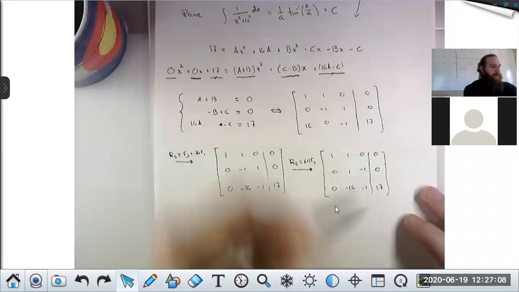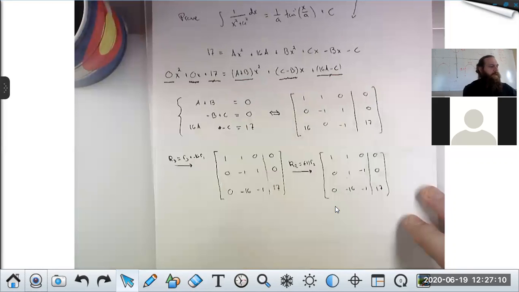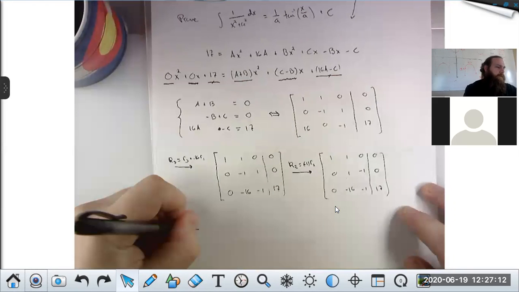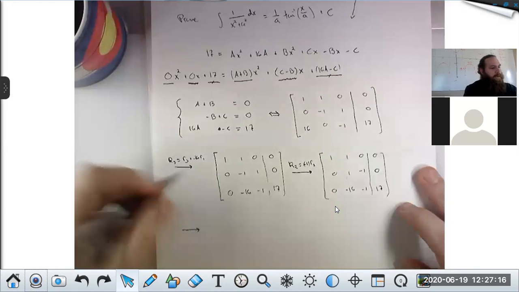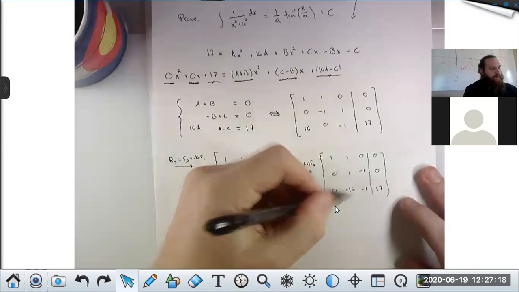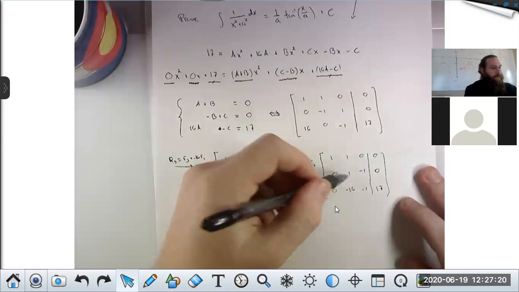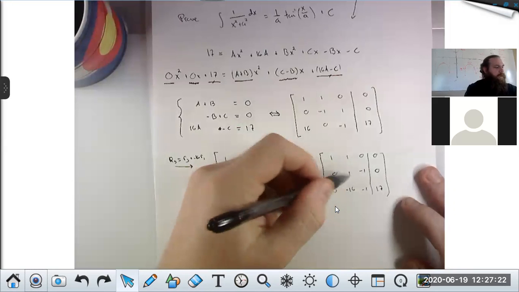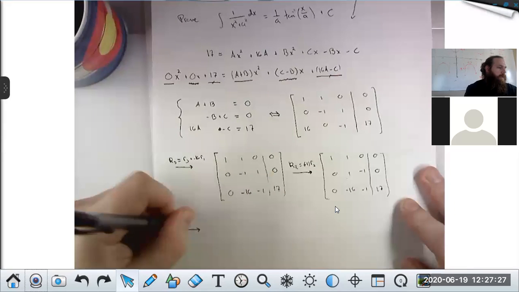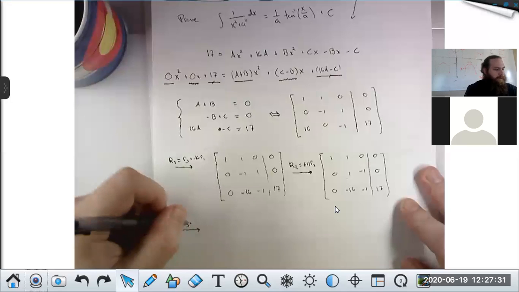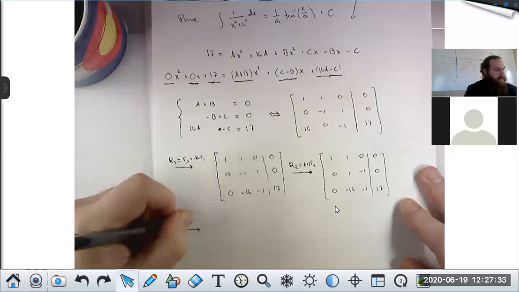Then I need to clear everything out above and below here. This process takes a little bit of time. This is why I don't usually recommend it. That's why we have the tricks. So if I want to clear out this negative 16, I'm going to multiply row 2 by 16 and add it to row 3. In other words, my new row 3 is my old row 3 plus 16 times old row 2.